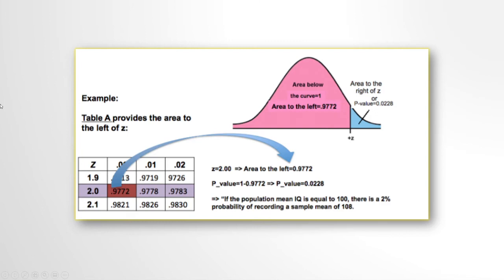So now what is left? How can we calculate the value of p? 1 minus this value, which is 1 minus 0.9772, comes out to be 0.0228. So this shows that if the population mean IQ is equal to 100, there is a 2% probability of recording a sample mean of 108 that we have assumed earlier. This is being represented by the blue color here. The value is 0.0228 and here the value to the left of z is 0.9772.